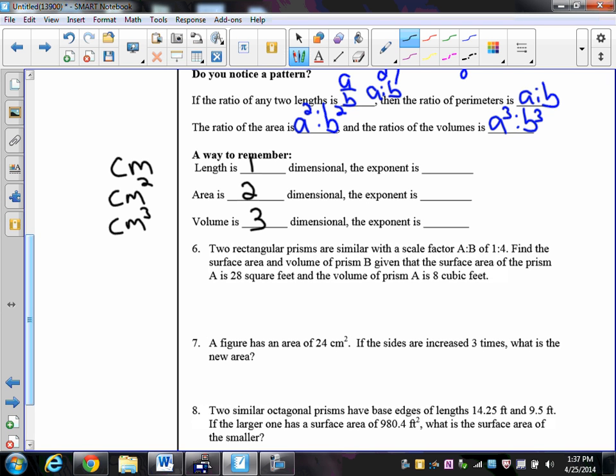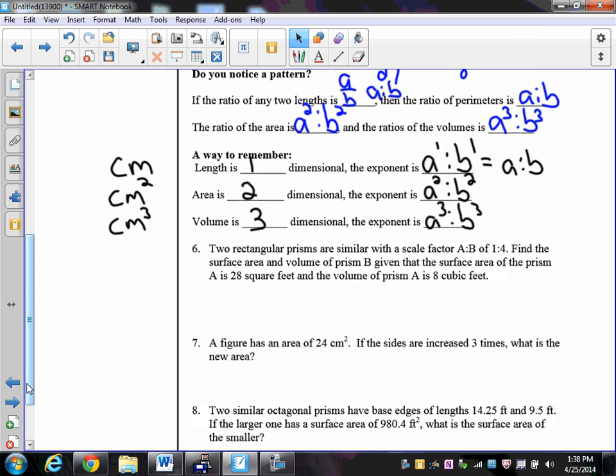So the exponents on the ratios are going to be A to the first to B to the first, which is just A to B, A squared to B squared, and A cubed to B cubed. So you should be able to see that we have a 3, a 3, a 3, and a 3. That's what we mean whenever we say everything is 3-dimensional.